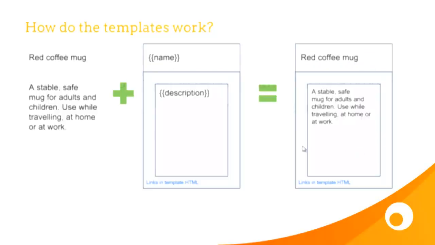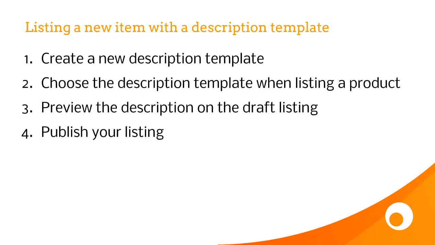So now what we're going to do is list a new item on eBay with a description template from Brightpearl. We'll create a new description template, we'll use that template when listing a product, preview the description, and then publish the listing.